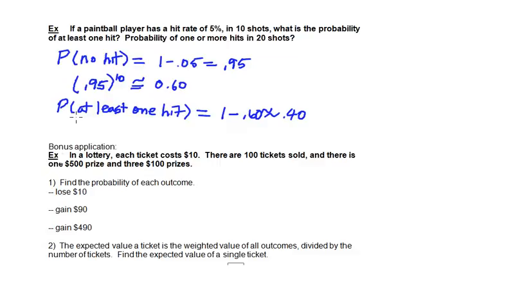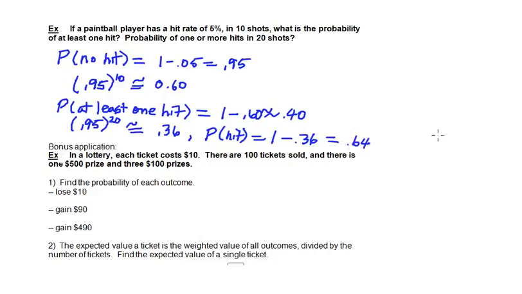We can use a similar calculation for 20 shots, again taking our probability of not getting a hit at 95%, and raising that to the 20th power, and from that we get approximately 0.36. And so our probability of getting a hit is going to be 1 minus that value, 1 minus 0.36, which is equal to 0.64. So even with someone who's a bad shot, someone who misses 95% of the time, if they take enough shots, 20 shots, their chances of getting a hit will increase.